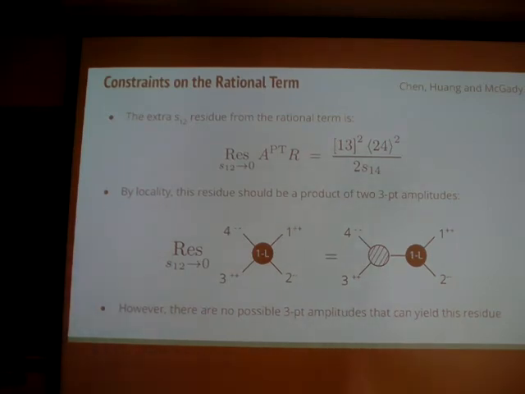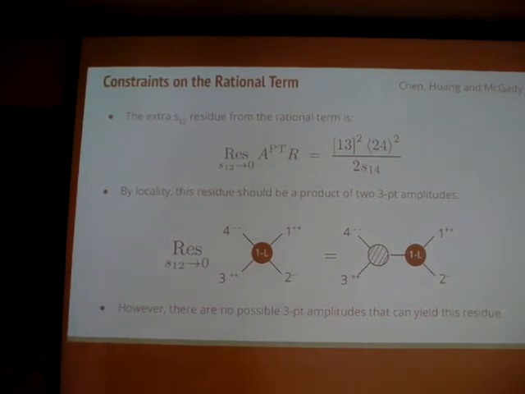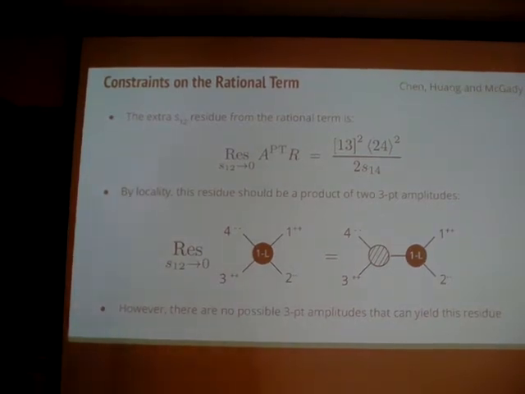So what about the U1? Sorry? What about the U1 scattering? How do you determine the rational term? You say that it's because it's color ordered. That's a good question. I think the inconsistency for an abelian theory would show up at two loops and not at one loop. This is a very good question. So we're going to see the non-abelian anomaly here.